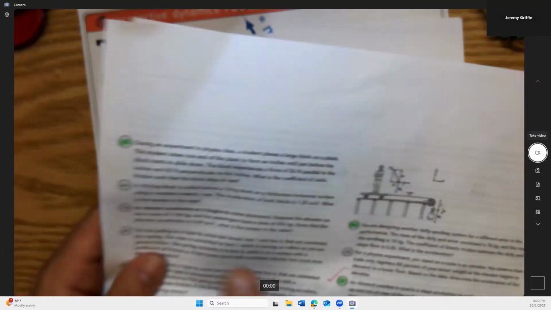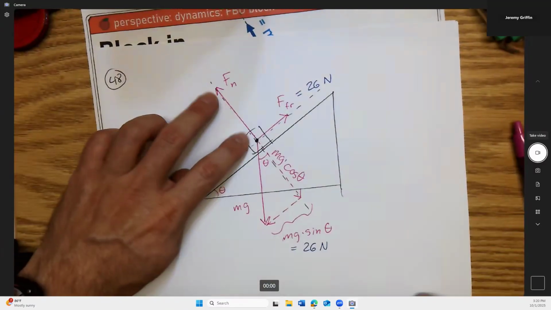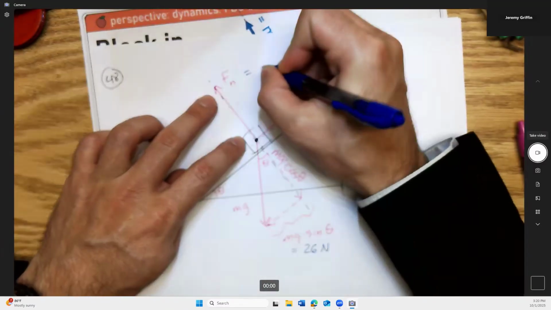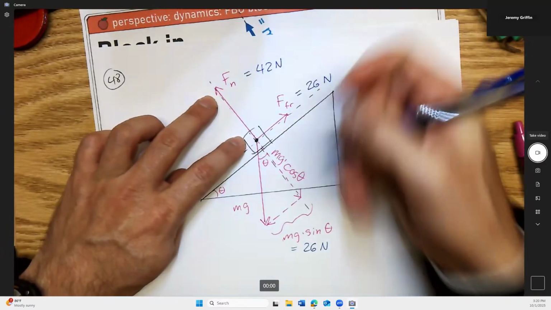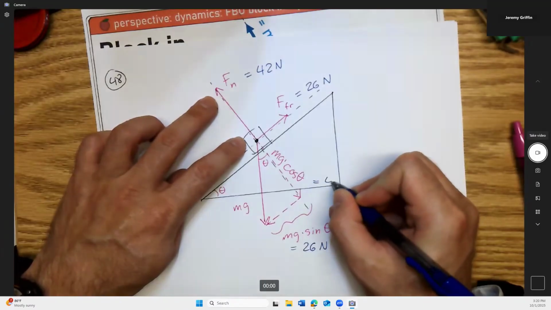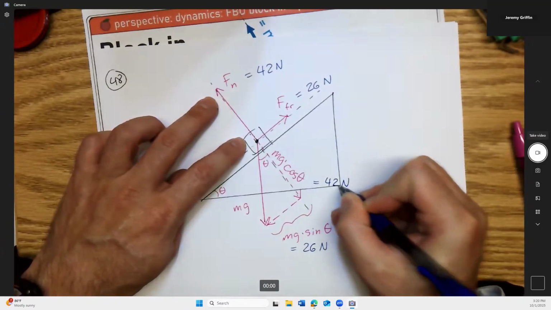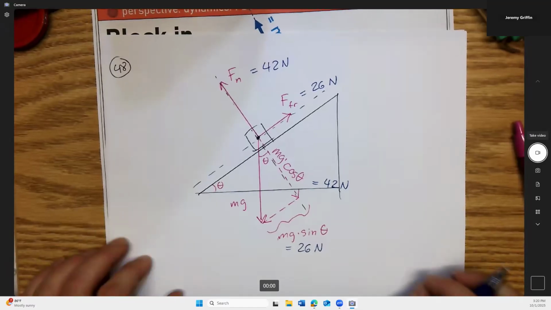Plus we got 42 newtons perpendicular to the incline. They're probably talking about this normal force, isn't that true? So I'll go ahead and label that 42 newtons. And for that matter, wouldn't mg cosine theta also come out to 42 newtons? That would also be true, right? Okay. There's actually quite a few good questions you could ask about this.